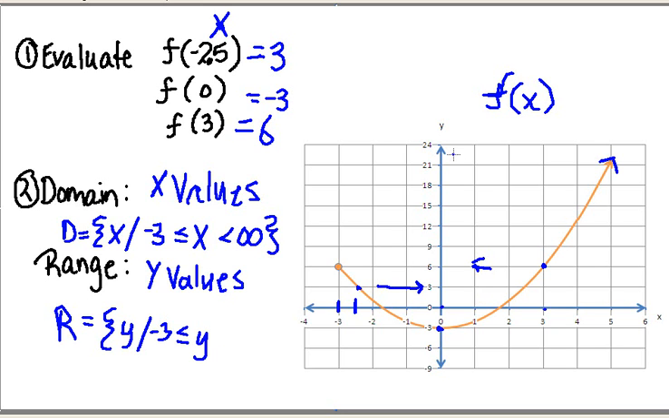Well, graphically it's gone all the way up to 21, but this graph again goes up and up and up off to forever. So the largest value it would ever take on is infinity. So that's how we use a graph to evaluate a function and determine the domain and range.